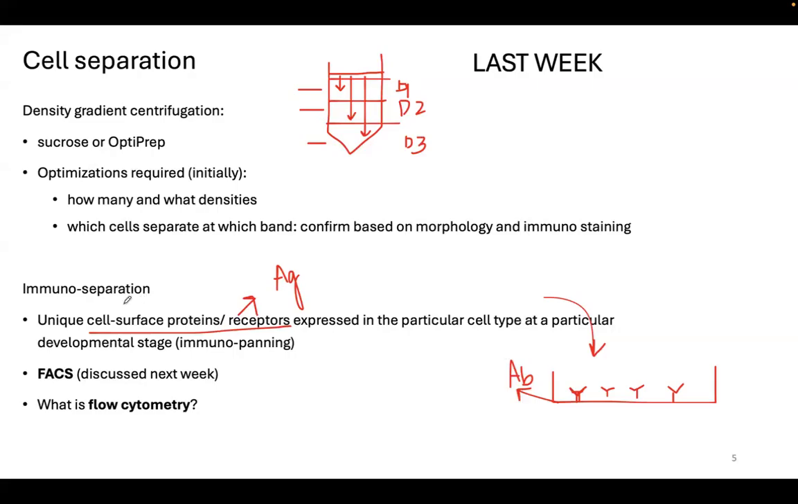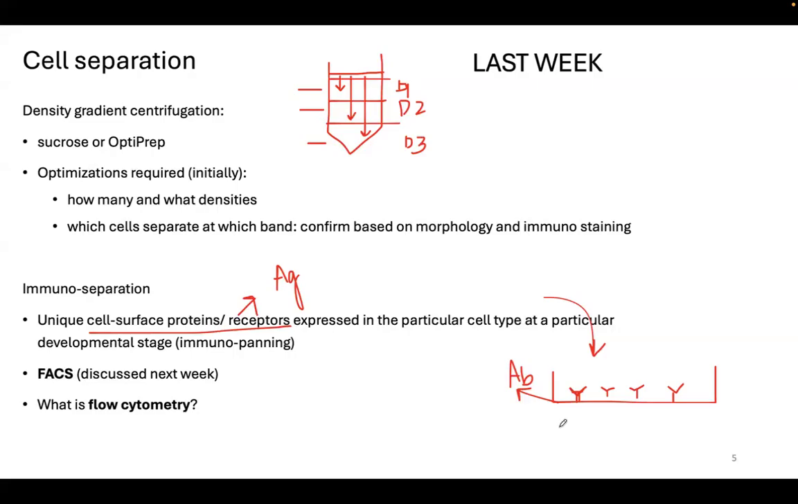Okay, so that's how immunoseparation, immunopanning is done. Now, another way. Of course, this is a little bit cumbersome because you have your cell suspension, and you want to coat the surface with antibodies, remove something, keep something. It's a lot of manual work. And if you want to separate two different cell types, or four different cell types, it is difficult, right? And even downstream of that can be a little bit tedious.